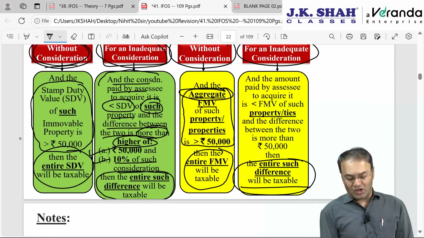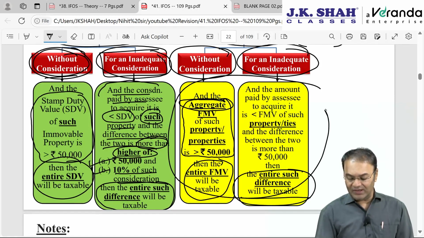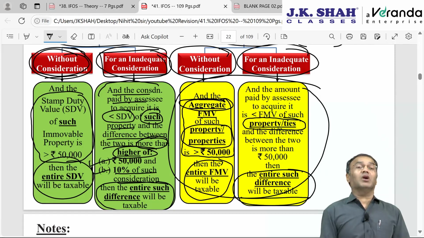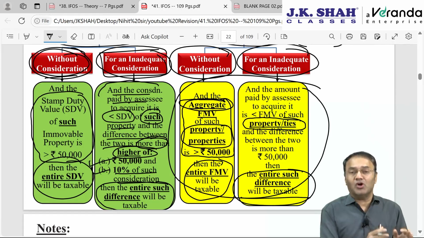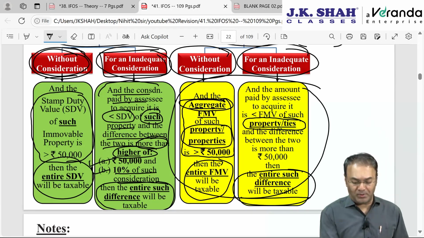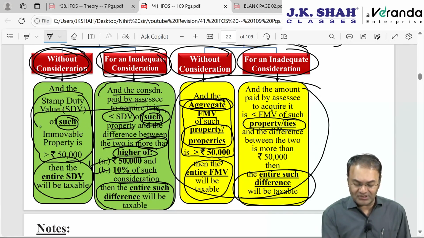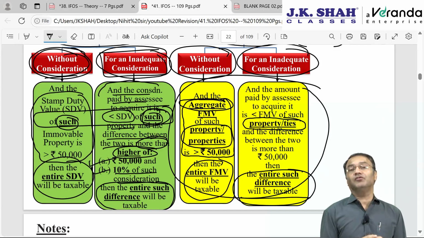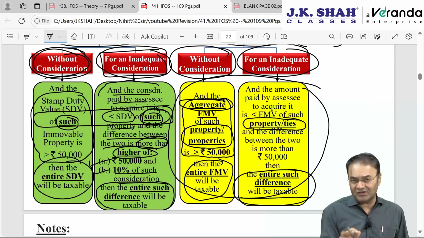Okay. Now, we need to understand one very important thing here. As far as movable assets are concerned, it is very clearly given: aggregate FMV of such property or properties. So, for movable property, we have to consider the combined value of multiple movable assets received in 1 year. That is not the language for immovable property. For immovable property, it says the stamp duty value of such property. Both places say such property, meaning the 50,000 difference amount is for each property individually, whereas for movable property, 50,000 is a combined figure for all movable assets received in 1 year.